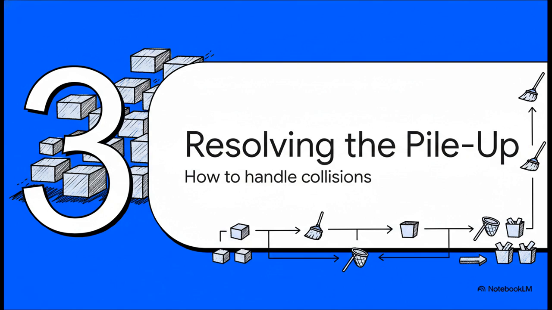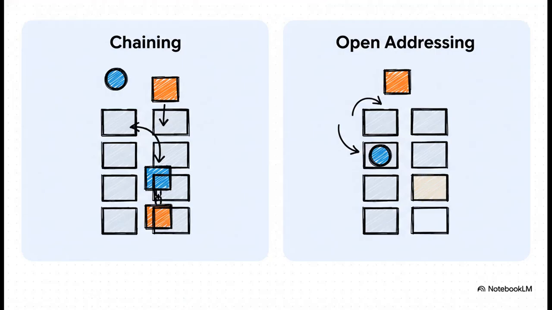Let's take a look at the strategies they use. It really boils down to two main approaches. The first is called chaining. This is kind of like saying, okay, this drawer is for all the items that hash to location 5. You just start a little list inside that one drawer. The second approach is open addressing, which has a strict rule. All items have to live in the main table. If a drawer is full, well, you've got to find another empty one nearby.